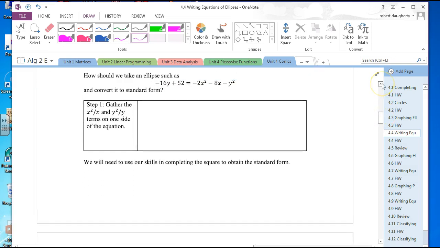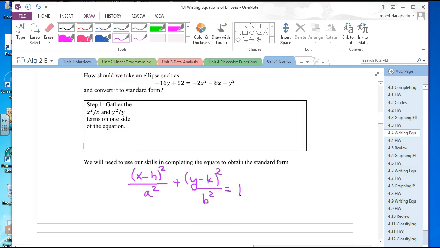Now, what we want to do, just like we did with circles, here's the equation of an ellipse, but it's not in the standard form that we memorized for ellipses. We want it to look like this. We want it to look like x minus h squared over a squared plus y minus k squared over b squared equal what? 1. Okay.